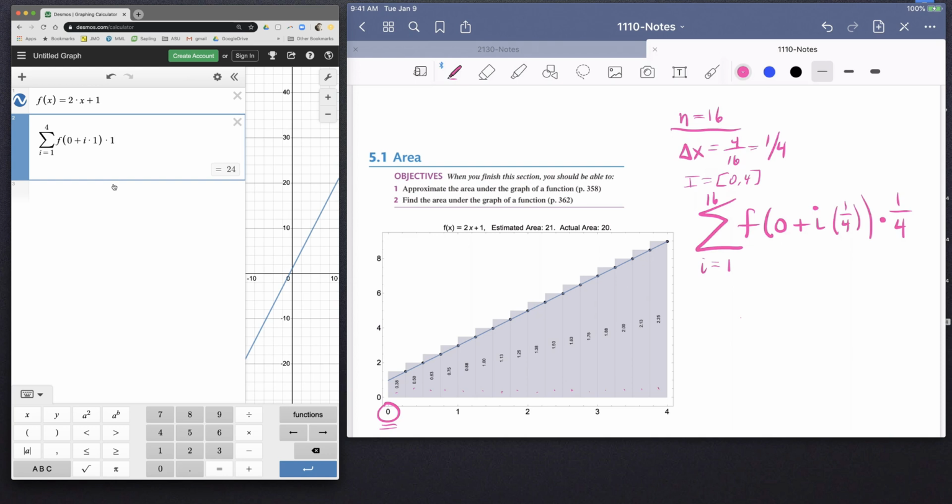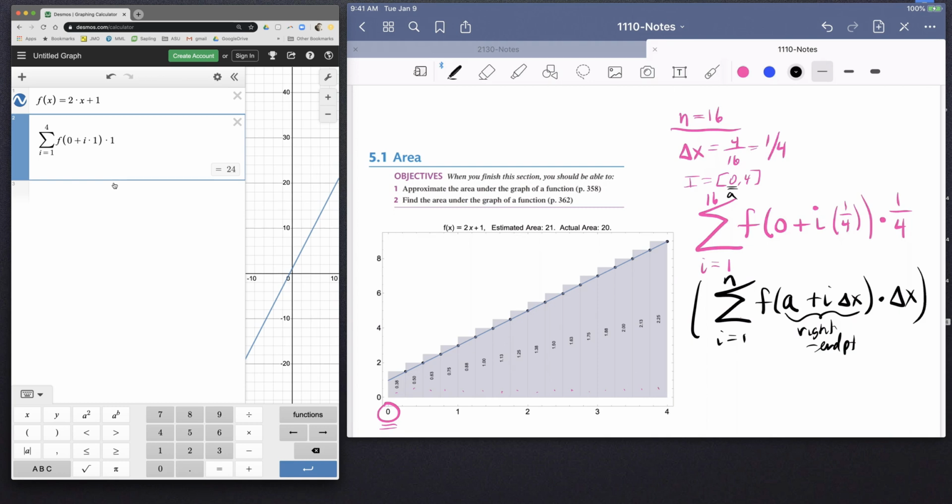So the general notation that we're seeing here is i going from 1 up to some number of rectangles you pick, the function evaluated at a, which is the left endpoint of the interval, plus i delta x. So when you do a plus i delta x, that means that you're doing the right endpoint problem. Okay, and then you're going to multiply that by delta x.